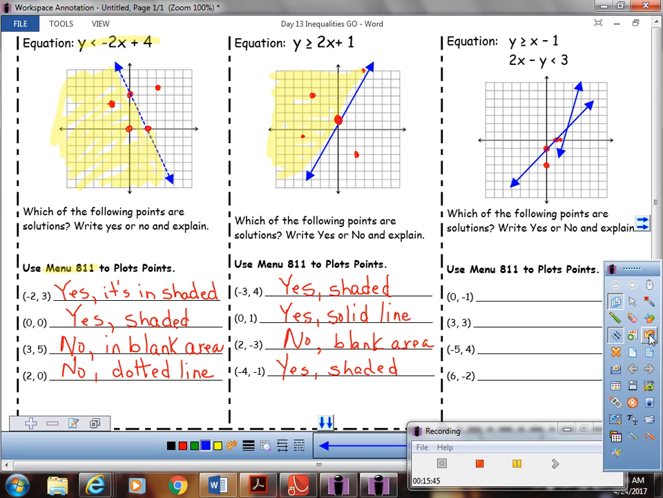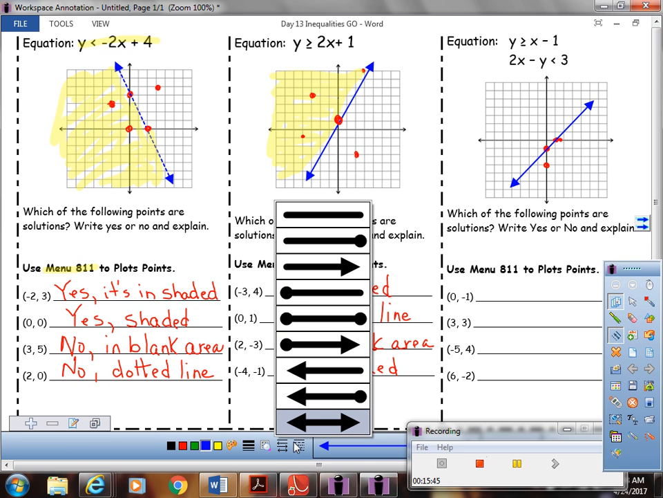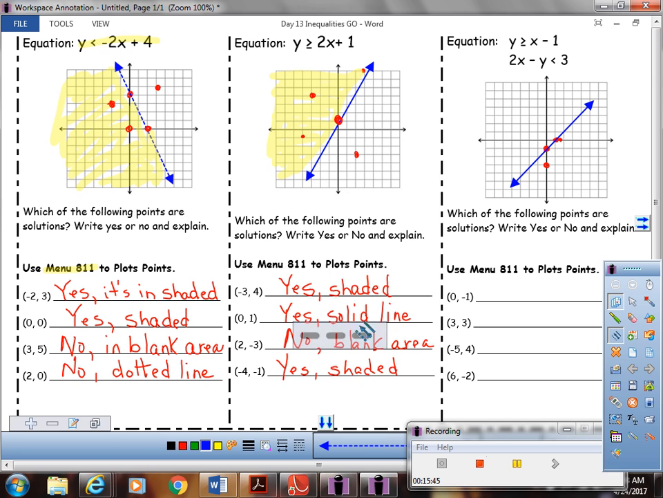Oops, mine's not dotted. What happened? Oh, I need to select it. So right there, something like that. And then where they overlap is only right here. So if I were you, I would only shade this part where they actually overlap each other.